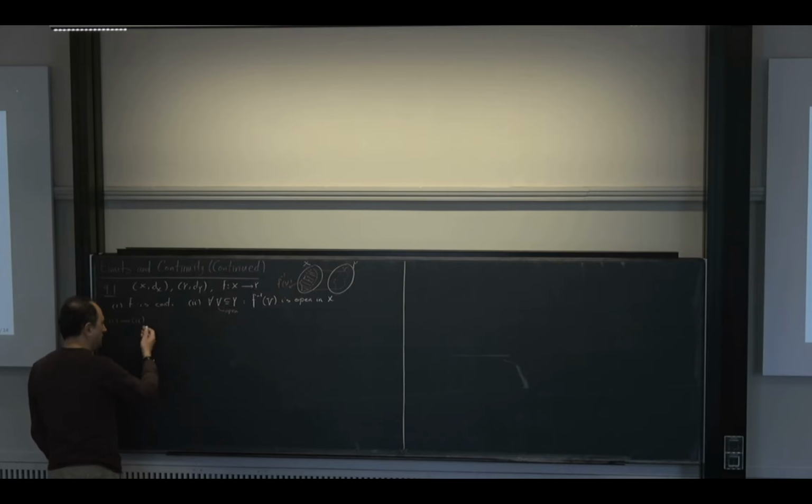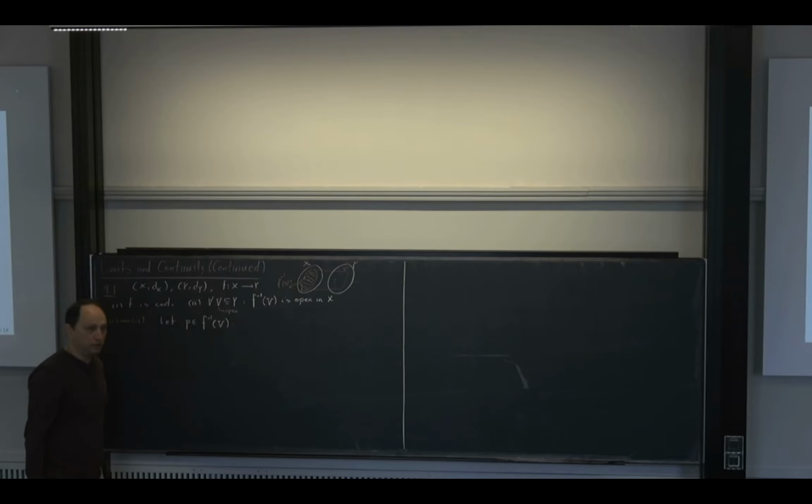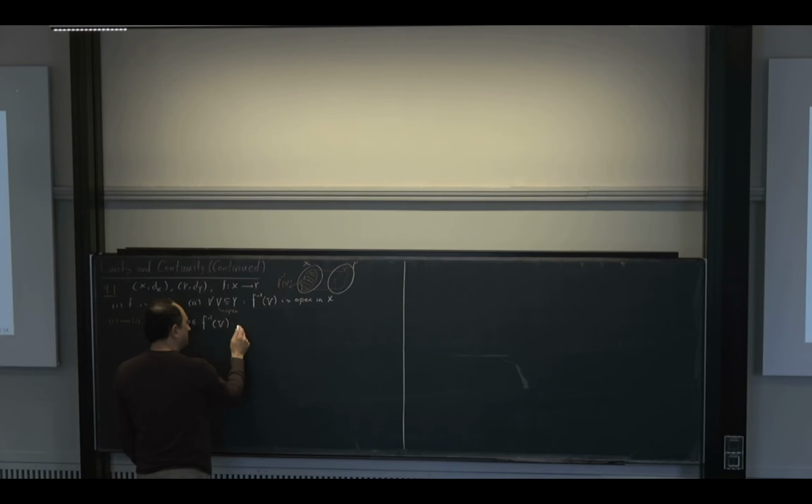So what's the first part of the proof? I would say let P belong to F inverse of V. We want to show that this is an interior point. It's good to write it down for yourself, because in the beginning you don't need to write very short sentences. So let P belong to F inverse of V, we prove that P is an interior point.